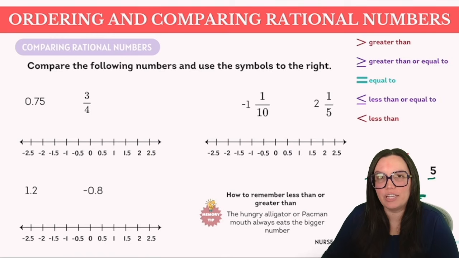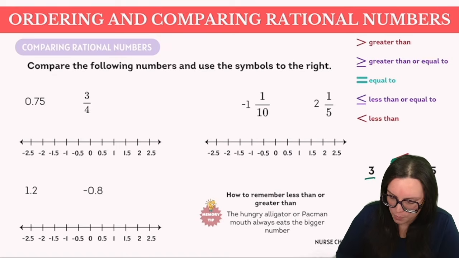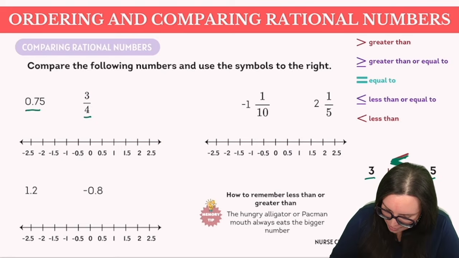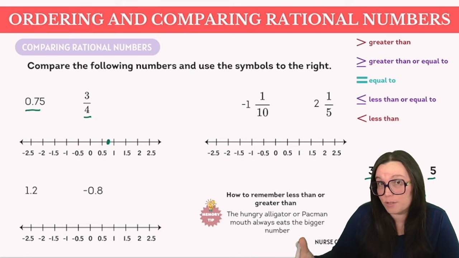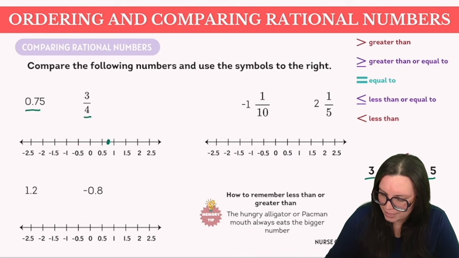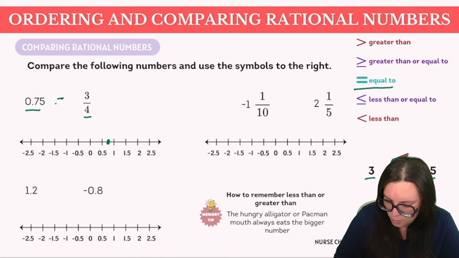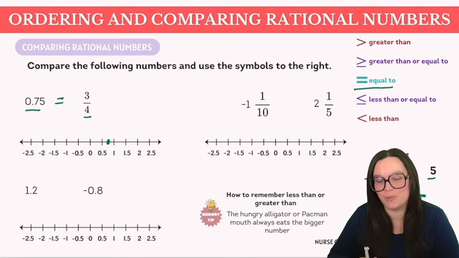So let's take a look at our numbers. So we're comparing 0.75 to 3/4. So when we look at our number line, we have 0.75 right about here. And when we divide 3 by 4, it's also going to give us 0.75. So in this case, we can say that 0.75 is equal to 3/4.